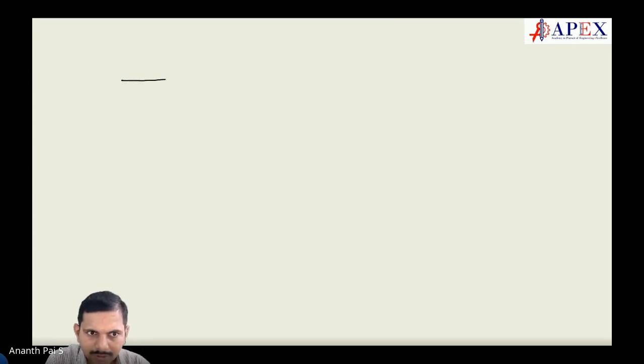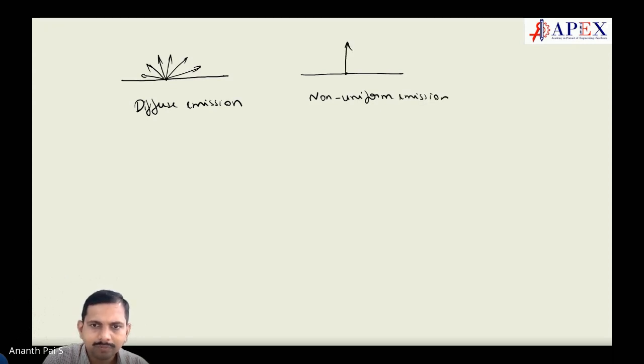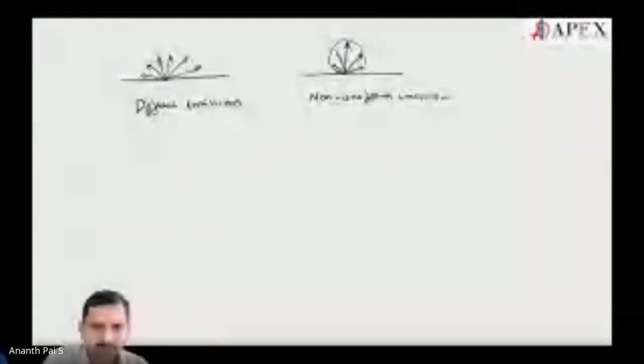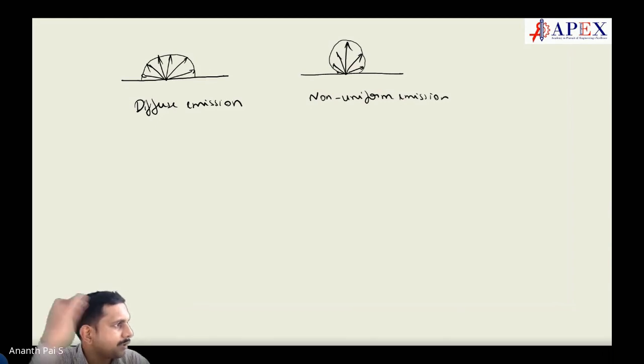Now, diffuse means it is emitting from a point, and it goes equally in all directions. This is diffuse. If you consider non-uniform emission, then you may have more here, less here. Here, the length determines its strength, how much energy it is going per unit area normal.